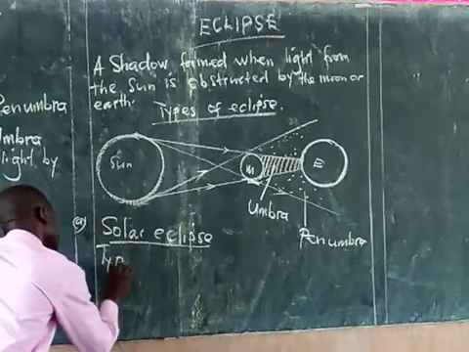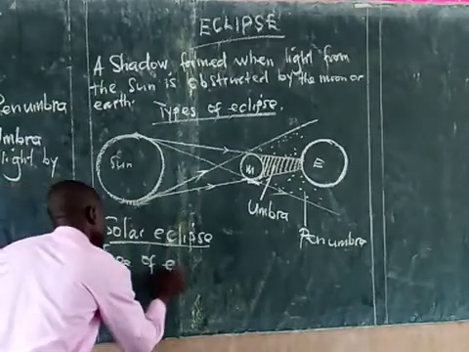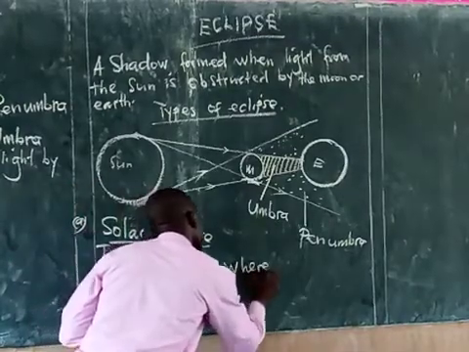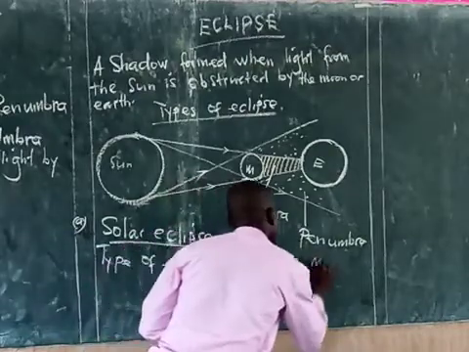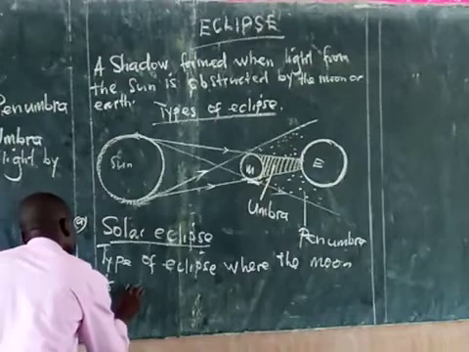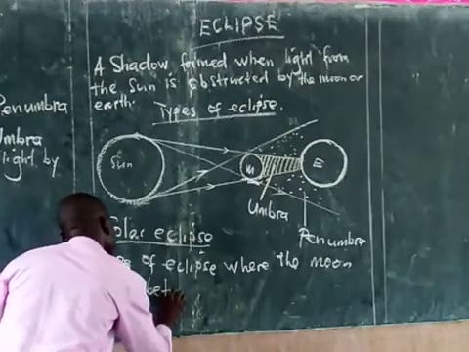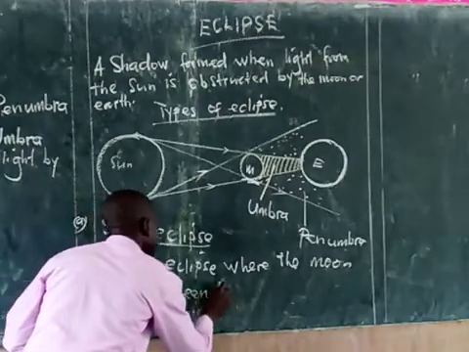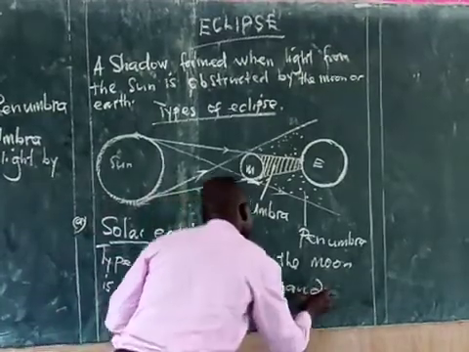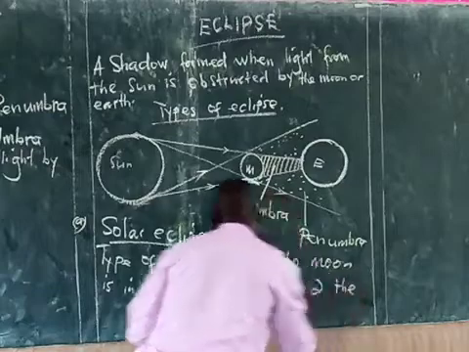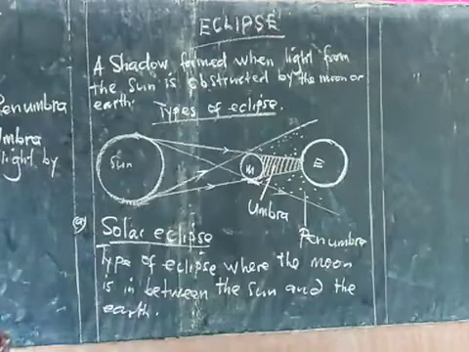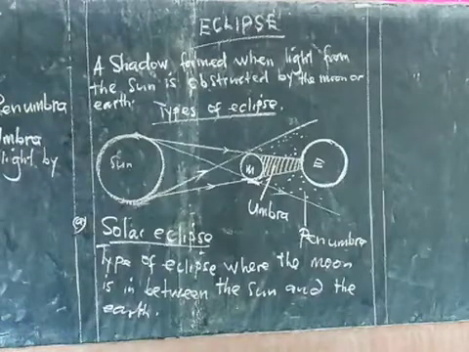Type of eclipse where the moon is in between the sun and the earth. So that's what we call solar eclipse. Right.